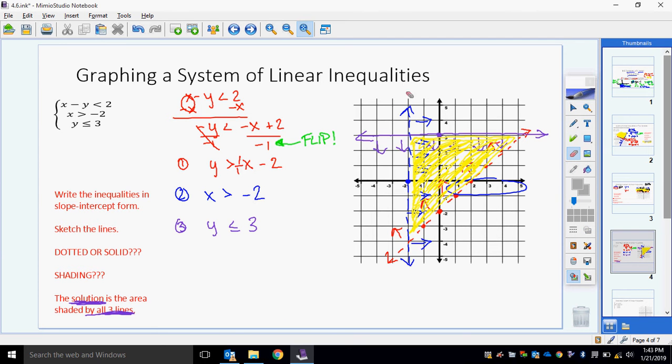And if you like to be clean, you can erase those other arrows. If not, that's fine too. WebAssign is not really going to matter. You're just going to have to click an area to shade.